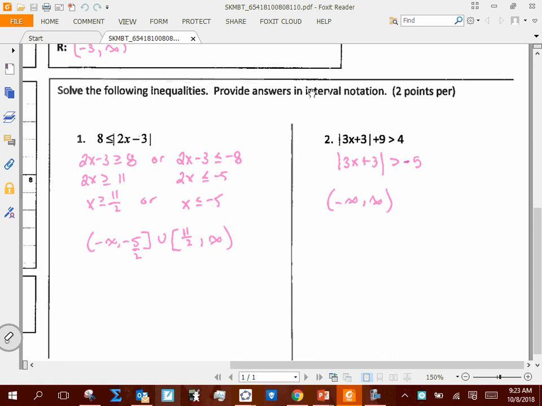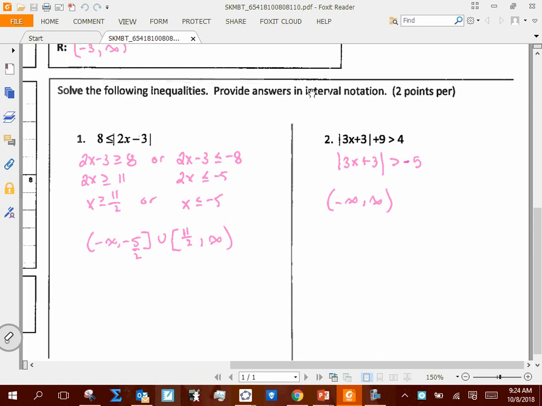Okay? This one, a lot of you just kind of went, well, I just got my 9, so I get the absolute value of 3x plus 3 greater than -5. Okay, that's an OR statement. So then we said 3x plus 3 is less than 5 as well. And we solve those, and you got some weird interval. That is incorrect logic.